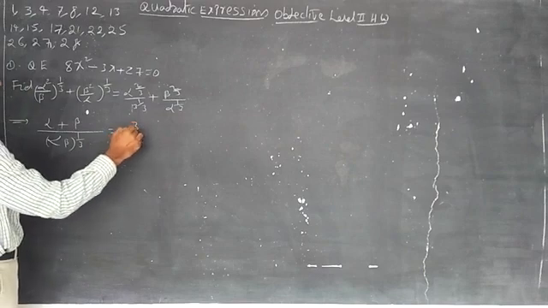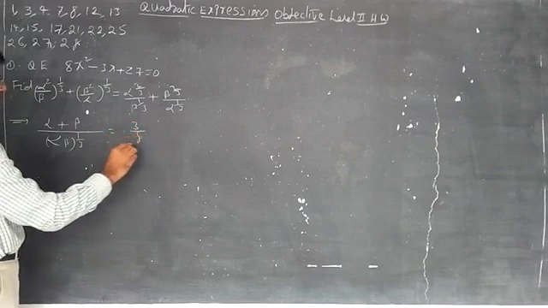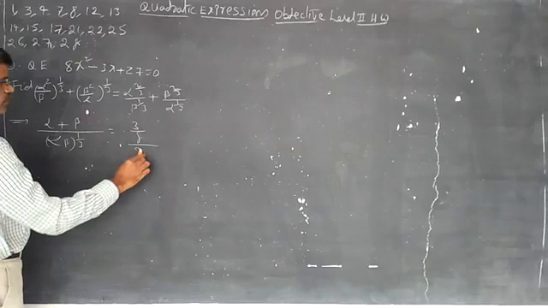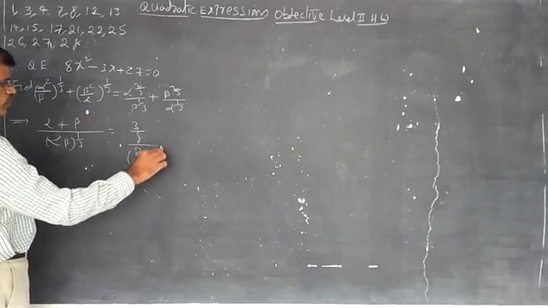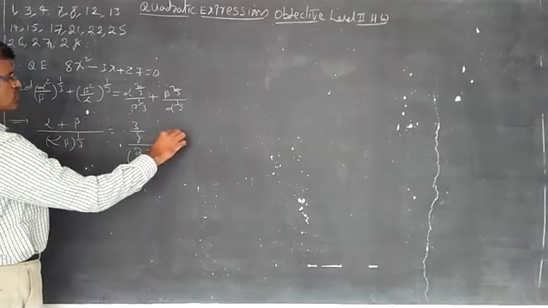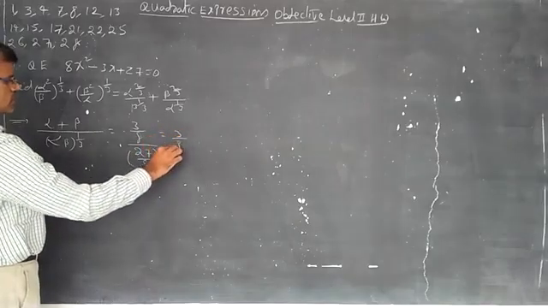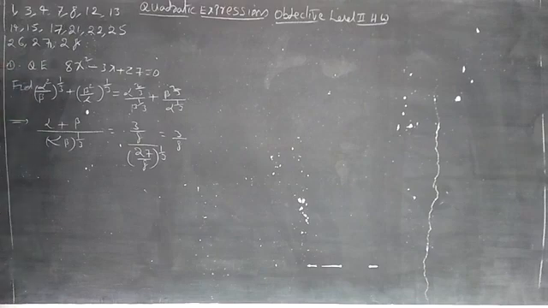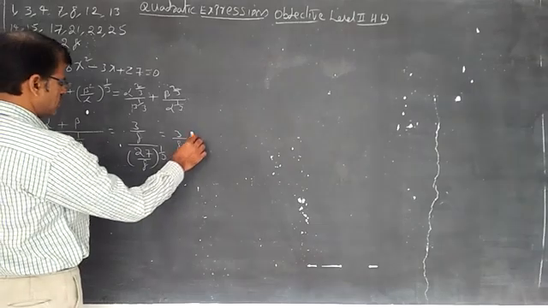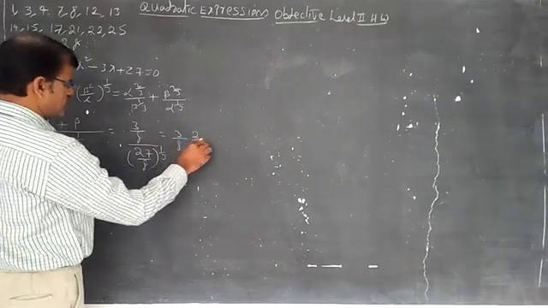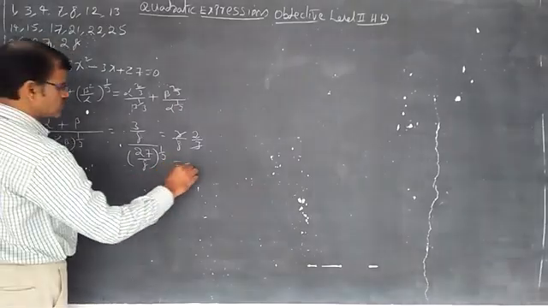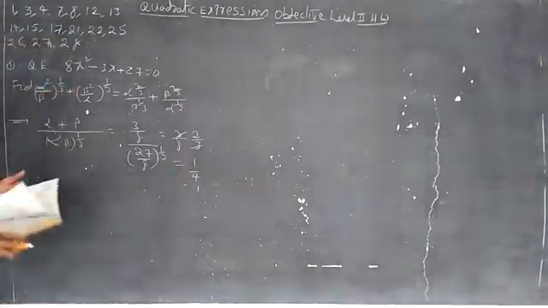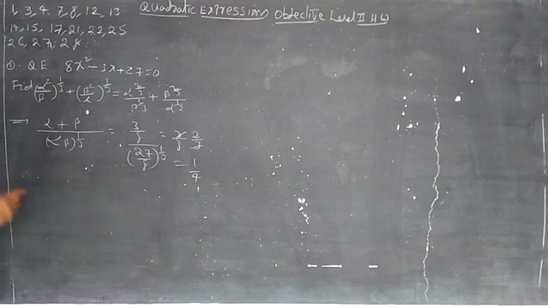According to the sum of roots formula, alpha plus beta is 3 by 8, and alpha beta, the product of roots, is 27 by 8, whole power 1 by 3. So that is equal to 3 by 8 into the cube root of 27 by 8 reversed, which becomes 2 by 3. The 3 will be cancelled. The answer is equal to 1 by 4. 1 by 4 is the second option here.